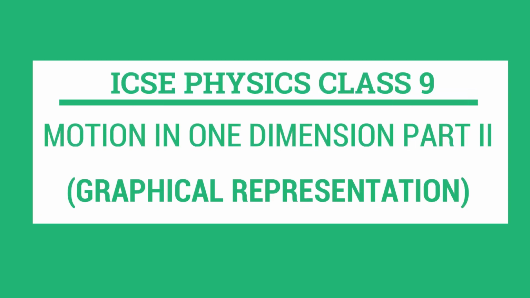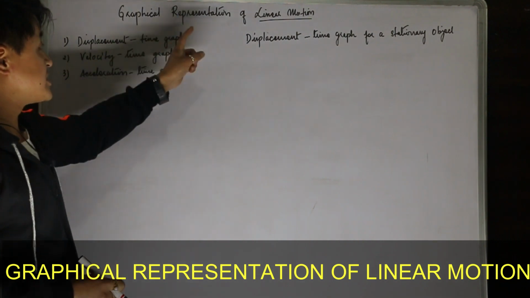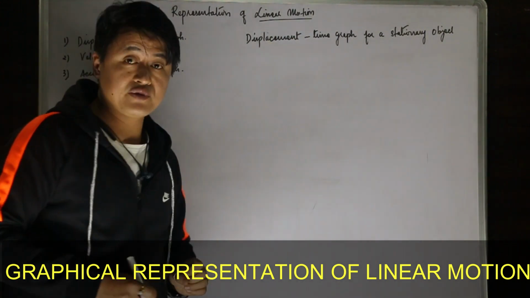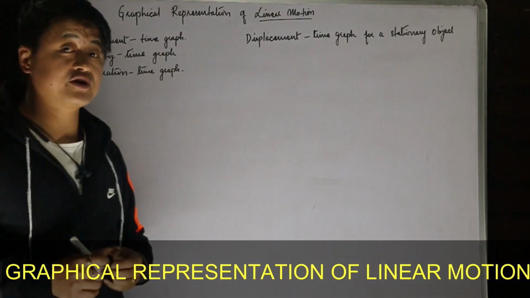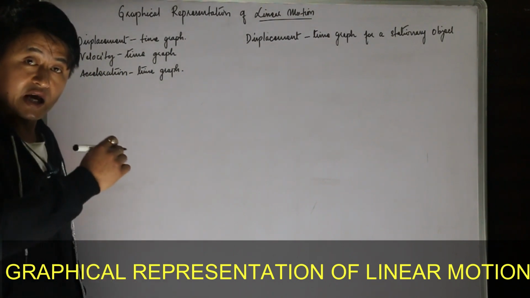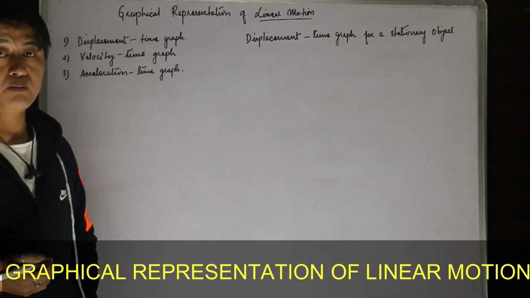Hello, today we are doing class 9 physics, motion in one dimension, and this is the second video for this chapter. Today we'll do graphical representation of linear motion. We have already learned the definition in our first video: when a body is moving in a straight line path, then the motion of the body is said to be linear motion.